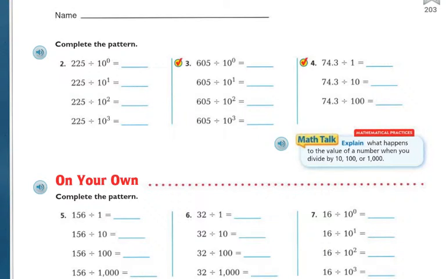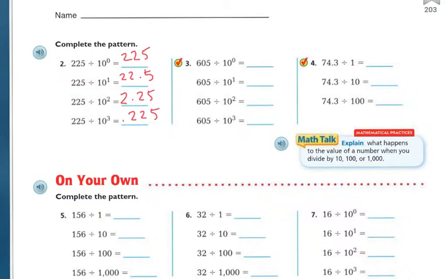All right, so let's go ahead and complete the pattern. So 225 divided by 10, the 0 power of 10, is going to remain 225. 10 to the first power, I'm going to move my decimal over one space, so it's going to be 22.5. The second power of 10, I'm going to move it over 2 spaces, so it's going to be 2.25. Third power of 10, I'm going to move it over 3 spaces, so it's going to be 0.225, or 225 thousandths.